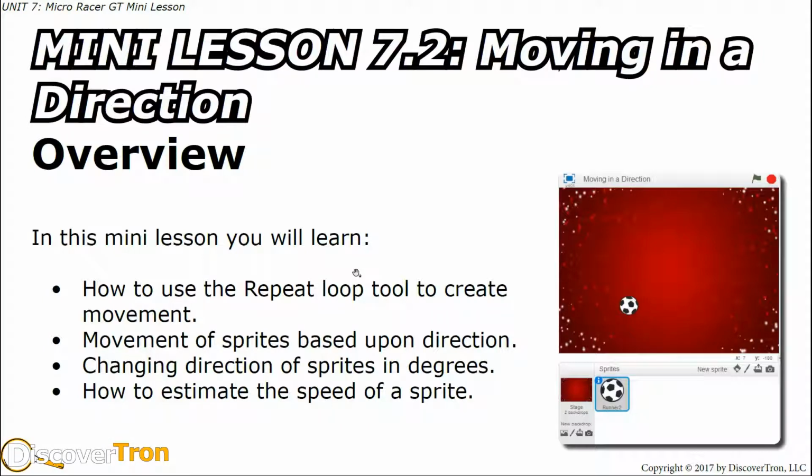Welcome to the Unit 7 mini lesson 7.2, moving in a direction. In this lesson, you're going to use the repeat loop tool to create movement by making a sprite move around the screen.